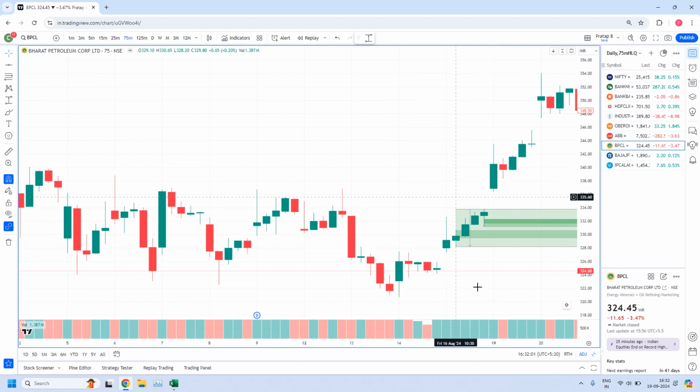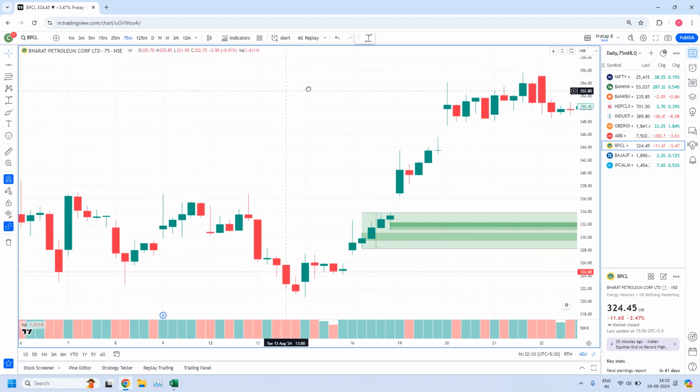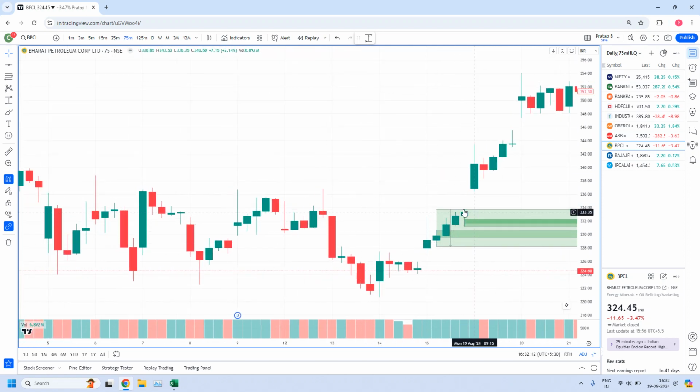First of all, this is a rally candle with a hidden body. This is a rally, then 1, 2, 3, 4 base candles, and then again a rally candle with a hidden body. See, by looking into the zone, I got a very bad impression about this zone. Why? Rally, base, rally. See, all these candles are moving up, up, up.